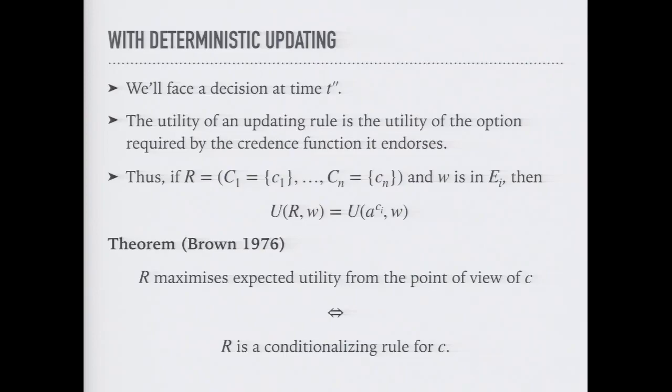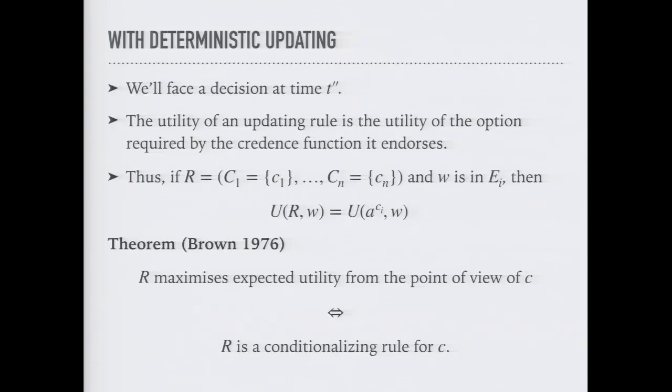Now, of course, there's a bad definite article in there because, of course, in some decision problems there won't be some unique option that will maximise expected utility with respect to my posterior credence function. But it turns out you can sort that out. So let's just put that off to the side for the moment.